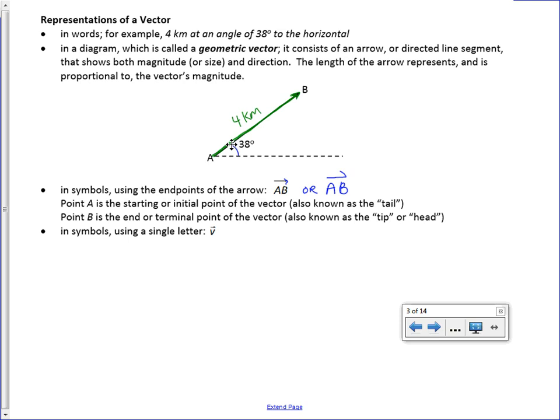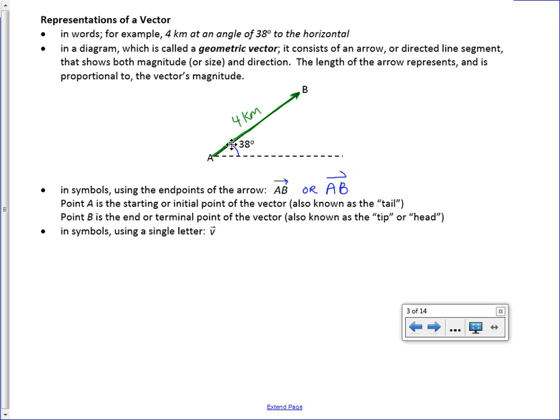So point A is the starting or initial point of the vector, also known as the tail. Okay. Point B is the head or terminal point of the vector, also known as the tip or the head of the vector. Okay? So that's vector AB.